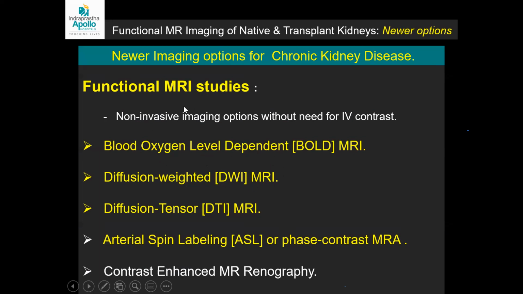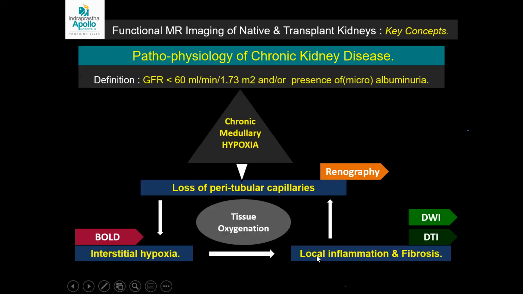So therefore, there is significant literature now coming up which talks about functional MR studies, which include BOLD MRI, diffusion-weighted MRI, diffusion tensor MRI, and arterial spin labeling MRI. So this is the basic concept. Whenever there is CKD, there is a problem in the tissue oxygenation. A vicious cycle sets in with loss of peritubular capillaries, which can be detected with MR renography.